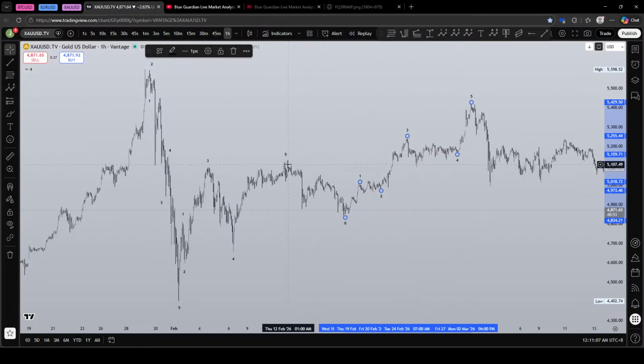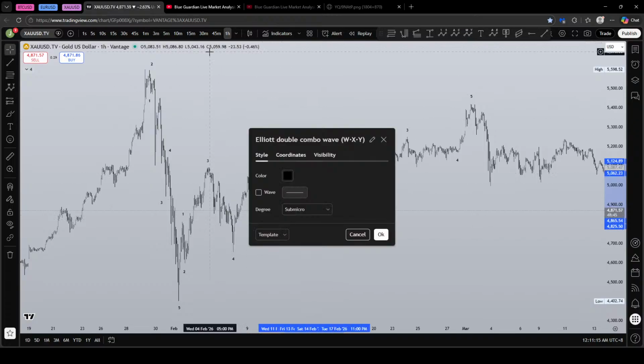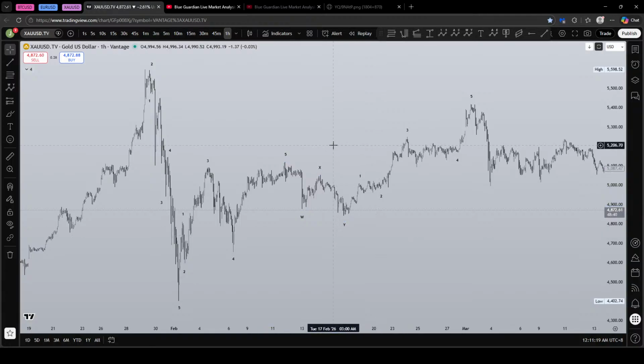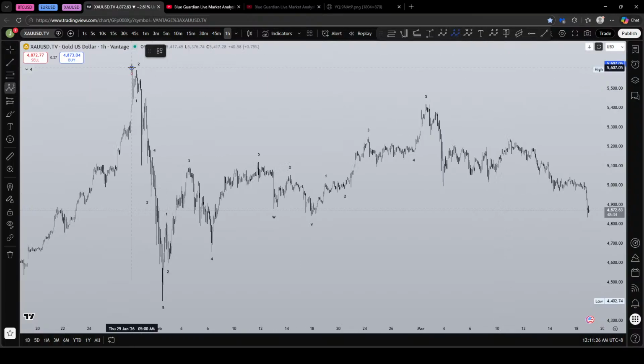and then the correction that happened here is a WXY. WXY in Elliott wave theory is a correction composed of two zigzags or two ABCs. From here, allow me to plot the higher degree count, which is the A, the B, and then the C.